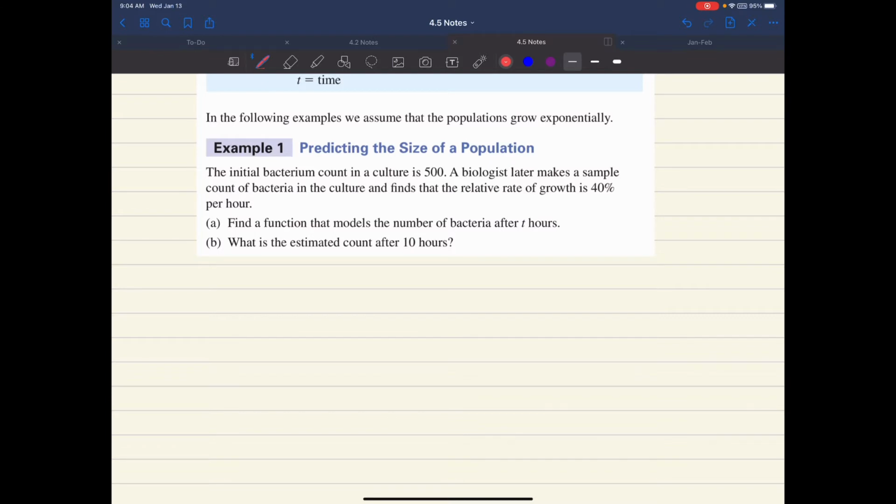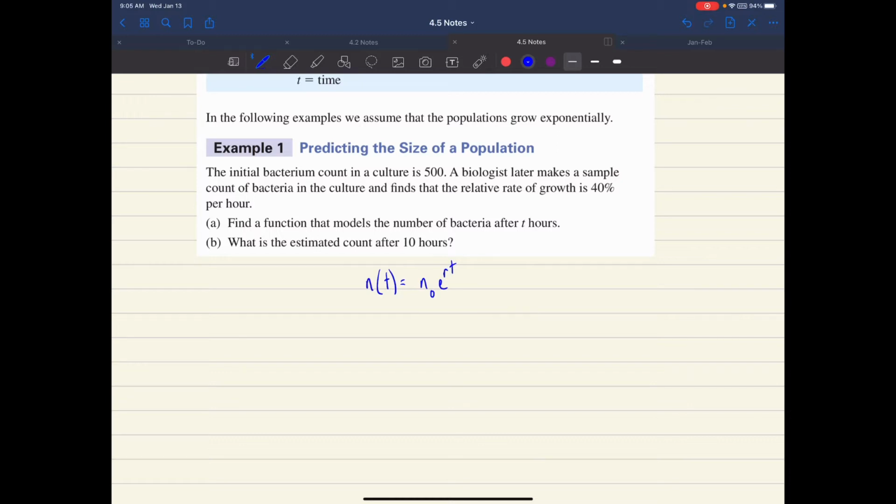So it's predicting the size of a population. It says the initial bacterium count in a culture is 500. A biologist later makes a sample count of bacteria in the culture and finds that the relative rate of growth is 40% per hour. Find a function that models the number of bacteria after t hours. So we're going to use that model N of t equals N sub 0 e to the rt. And we just have to fill in N sub 0 and r to create a model. It says find a function that models it.